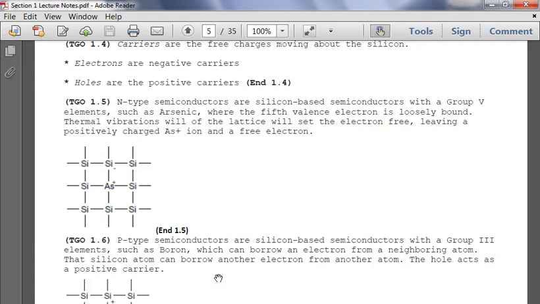P-type semiconductors are silicon-based semiconductors with group 3 elements such as boron, which can borrow an electron from a neighboring atom. That silicon atom can borrow another electron from another atom. The hole acts as the positive carrier. So the fact that it can borrow another electron.